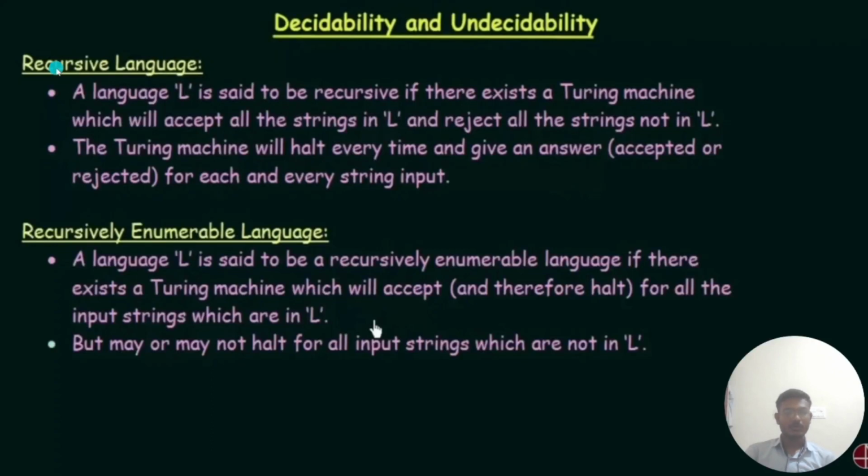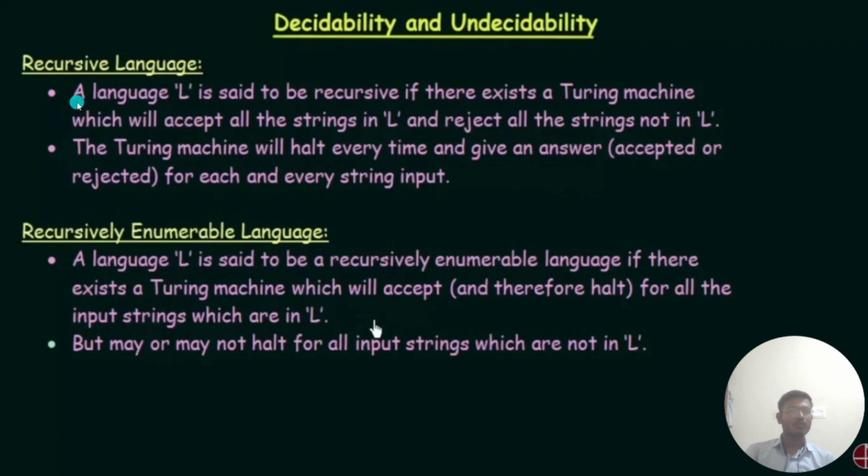Hello everyone, my name is Aditya and today we are going to learn about what is decidability and undecidability. For this, firstly we have to understand what is a recursive language and what is a recursively enumerable language. With the help of these two definitions, we can understand decidability, undecidability and partial decidability.